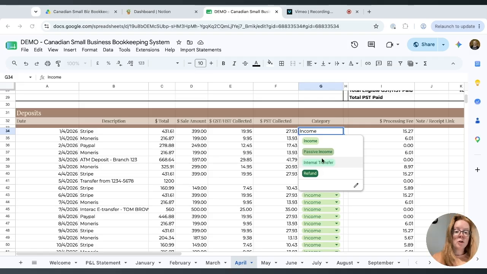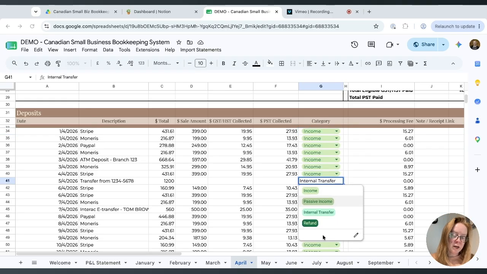Internal transfers are transfers in from another account that is associated with your business, such as a savings account, or for example, maybe you take payments through PayPal and you want to move that money into your main checking account. That would be recorded as an internal transfer. The payments into PayPal would be recorded as your income, and then moving the money from PayPal into your checking account would be recorded as an internal transfer. Refunds are exactly what they sound like, any refund for a business expense that you had paid that you ended up getting back.